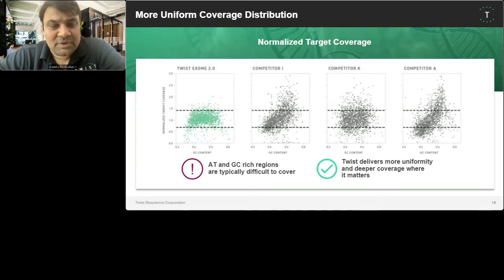But with Twist, you get this really awesome distribution, showing that there is not much bias, irrespective of whether the regions are AT-rich or GC-rich, on either end of the spectrum. Usually these AT- and GC-rich regions are very difficult to capture, but with the Twist exome and the new hybridization system, they are well captured. That gives better uniformity and deeper coverage where it matters most. And this performance doesn't change much irrespective of whether you're using the standard hyb or the fast hyb system.